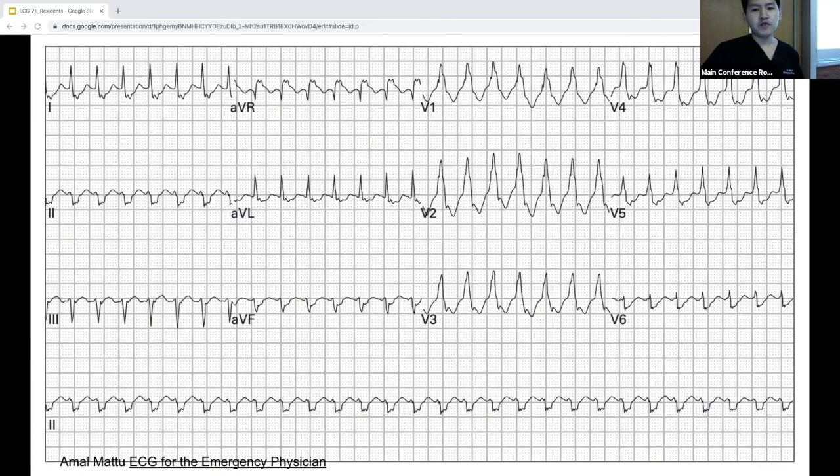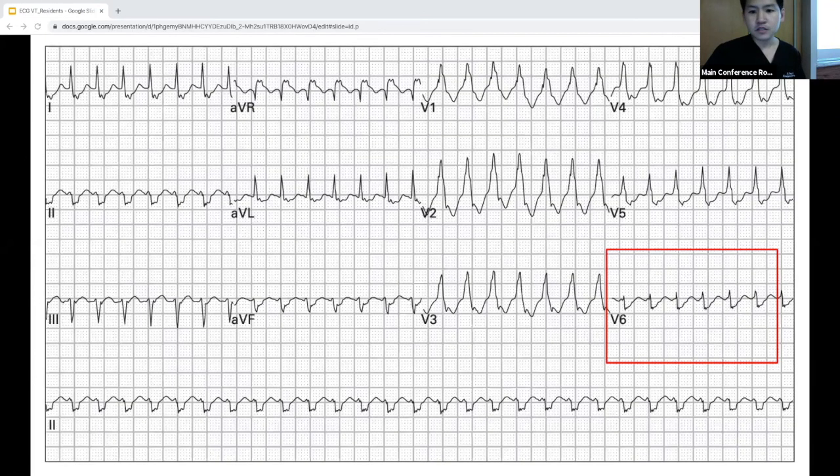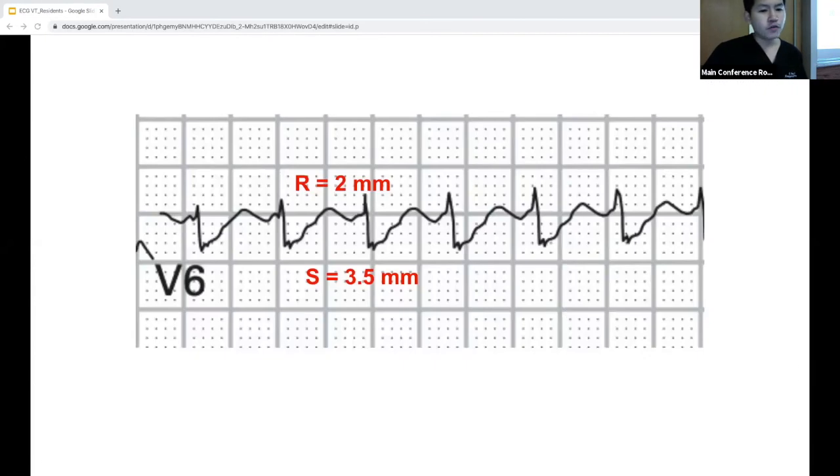So here you have a VTAC with right bundle branch like morphology. You have positive waves in V1 and V2, and if you look closely, they look either monophasic, or you can tease out RR prime waves in V1, where R is larger than R prime. If you look at V6, the R wave looks a little bit smaller than the S wave, and then the ratio is less than 1.